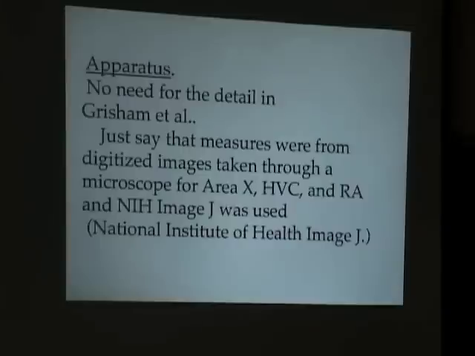Okay, the next subsection of the method would be apparatus, and I'm going to beg you not to put in the detail that I had. All right, all you need to do is say that the measures were taken from digitized images taken through a microscope for area X, HVC, and RA, and that we used NIH Image. And NIH actually stands for the National Institutes of Health, so this is free software that they give away.